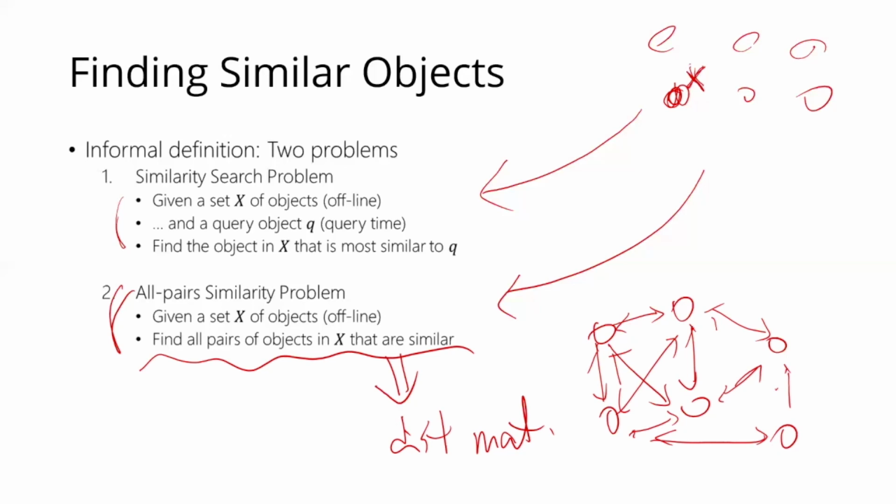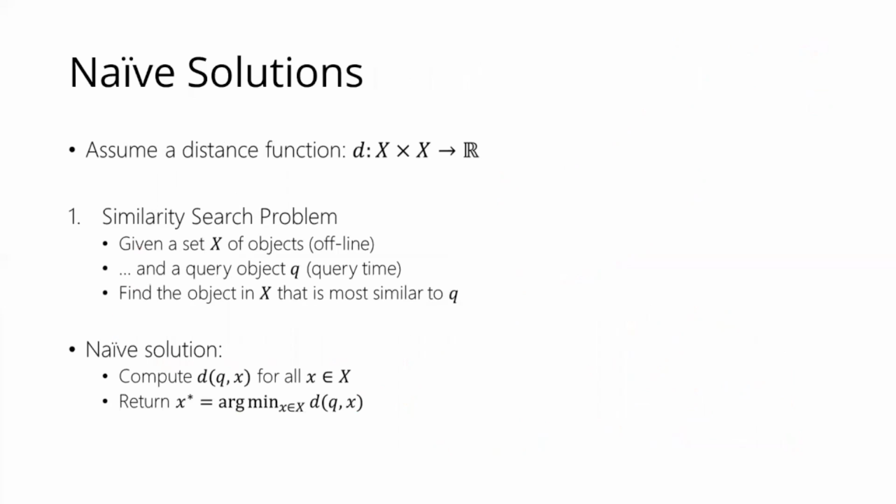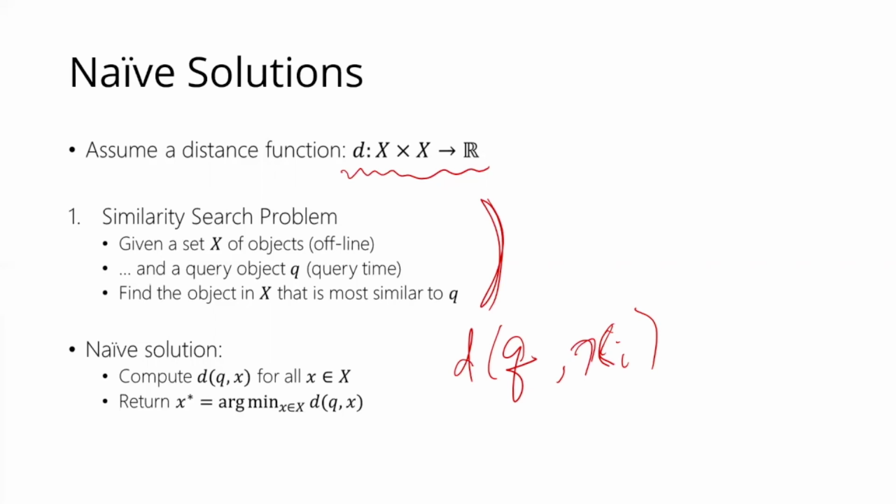Now, we're going to talk about these two different problems and then try to expand this, try to think about this problem in the context of big data. Okay. So let's talk about the first problem. Assume that we have a distance function defined as d. Then for the similarity search problem, if you think naively, what you can do is, for a given query, compute the distance from the query to x_i, the ith object in the data set, and then repeat this for all i.